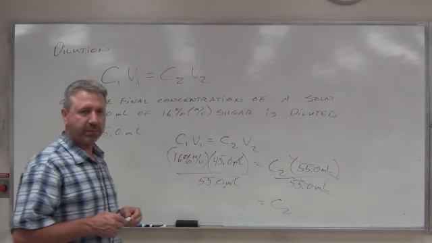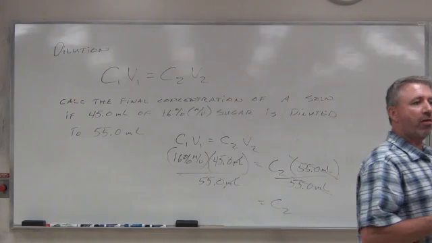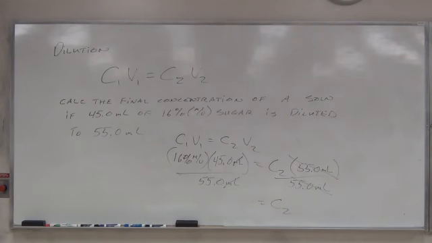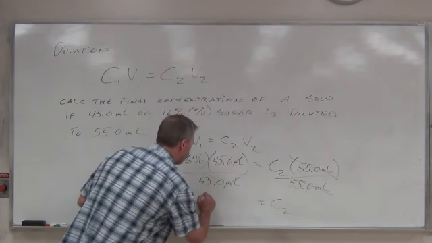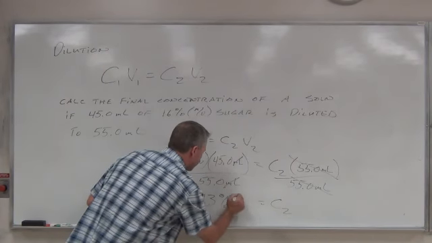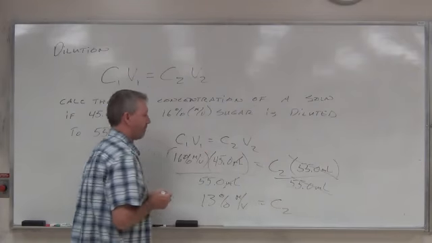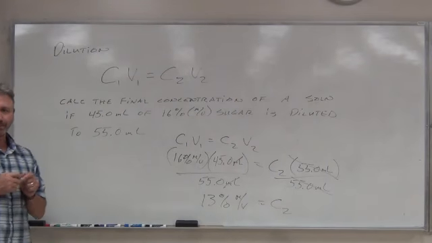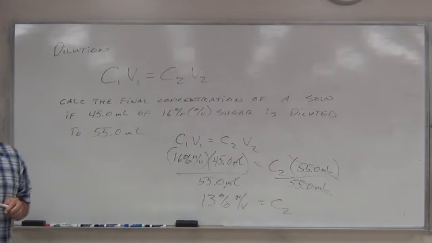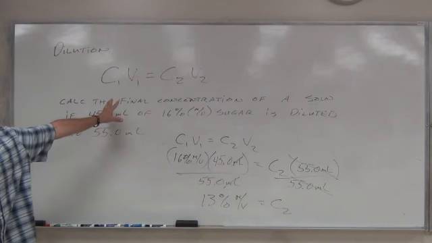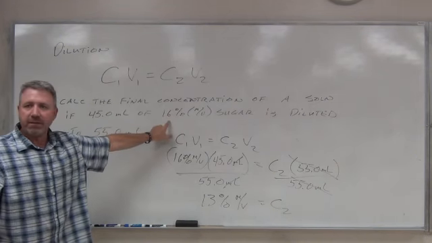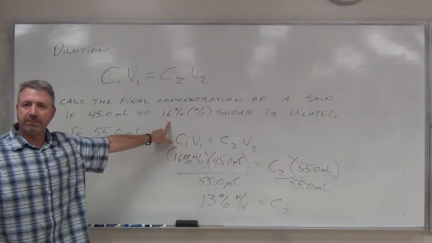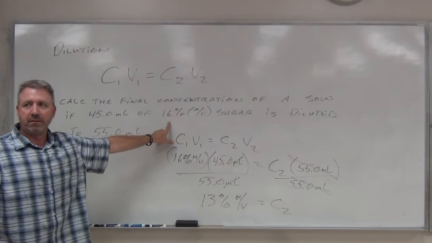What do I get? 13%. 13% mass volume, right? To 2 significant digits. These are all done the same way. The only difference, the only thing that's going to change is your unit of concentration. Okay?